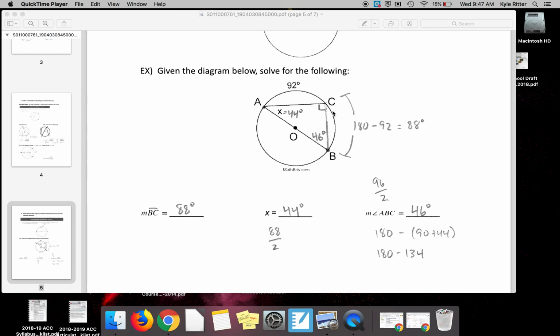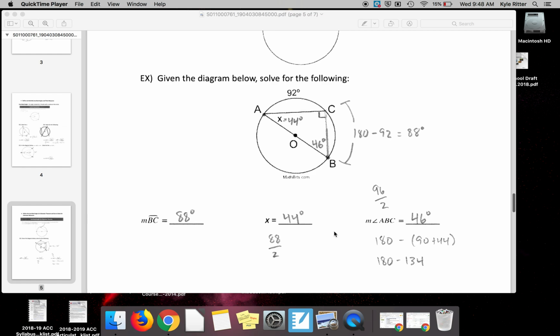And then also a third way that we could do it is seeing that this arc right here measuring 92 degrees is the intercepted arc of this inscribed angle that we're asked to solve for. So all we would have to do is cut that arc measure in half to get that inscribed angle measure. So regardless of how we do it, we get 46 degrees.